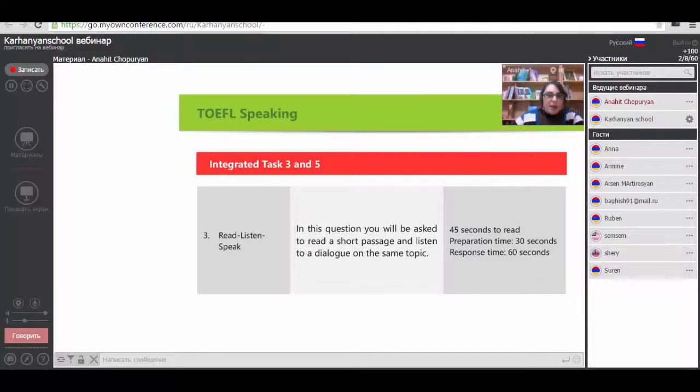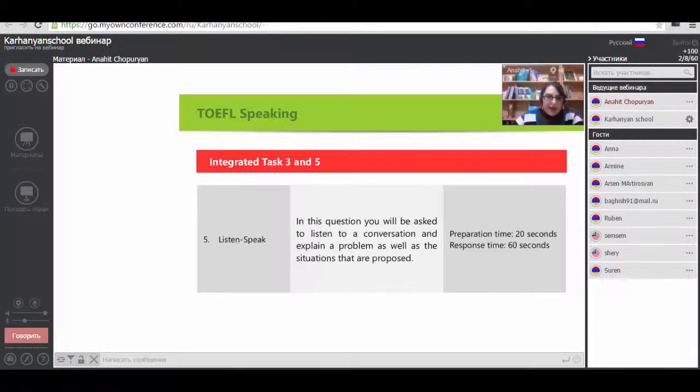Now about integrated tasks 3 and 5. In this task, you will read, listen, and then speak. In this question, you will be asked to read a short passage and then listen to a dialogue on the same topic. You'll have 45 seconds to read, 30 seconds to prepare and 60 seconds to record your answer. So you see that you don't have much time. You must be very attentive not to lose any minutes.